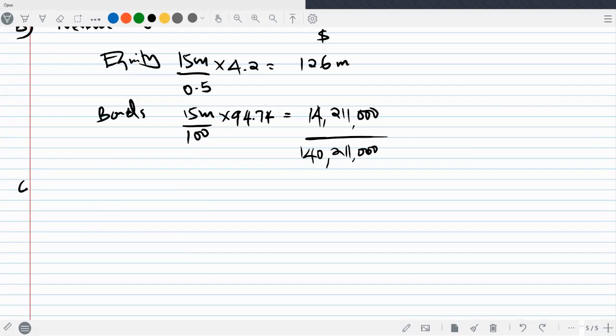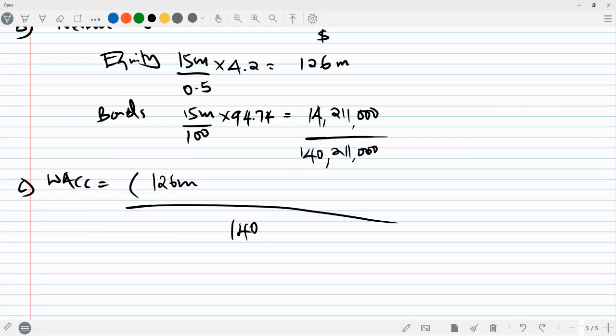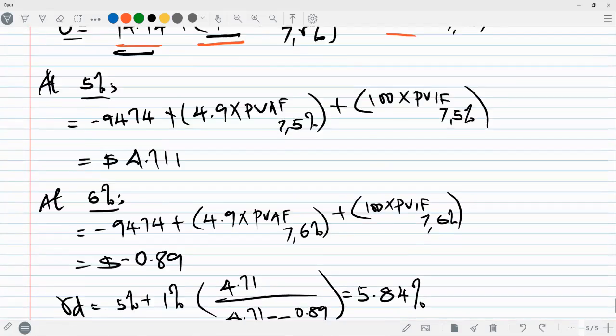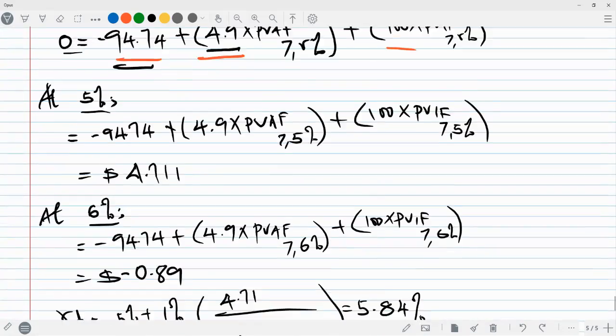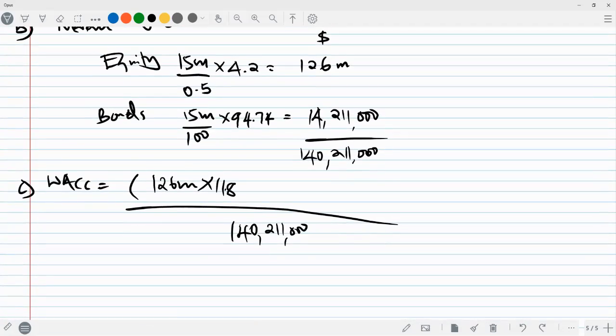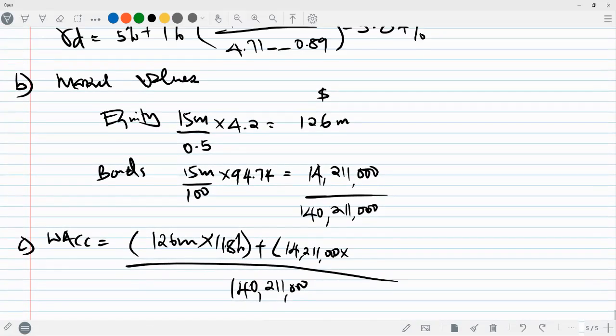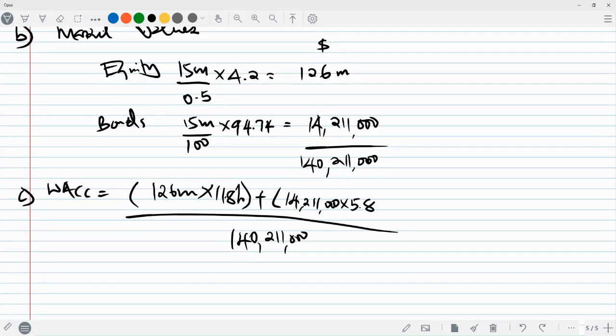So step three, weighted average cost of capital. We get the weight of equity. Weight of equity is therefore 126 million divided by 140,211,000. We multiply the weight of equity times the cost of equity, which we obtain to be equal to 11.8, plus the weight of debt, which is 14,211,000 divided by 140,211,000, times the cost of the bond, which is equal to 5.84%. Give us how much to be the company weighted average cost of capital.